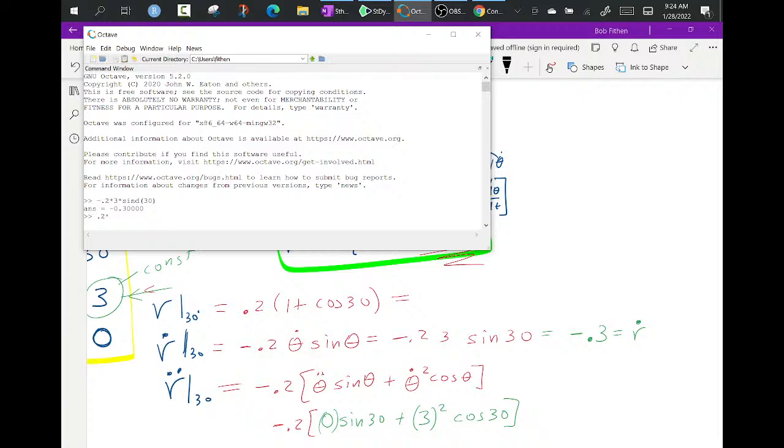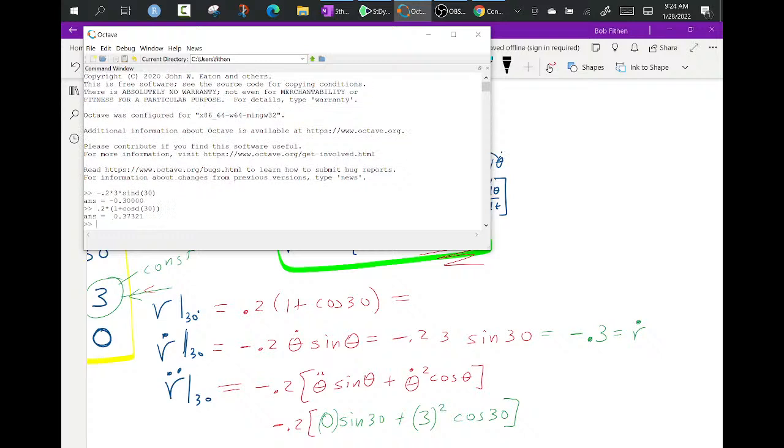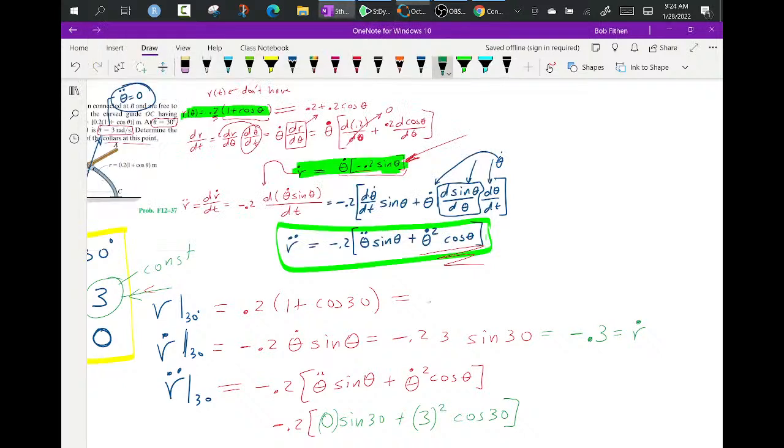0.2 times 1 plus cosine degrees 30, and close the parentheses twice, gives me 0.37321. 0.37321 is equal to R there. Sorry, that's not supposed to be there.